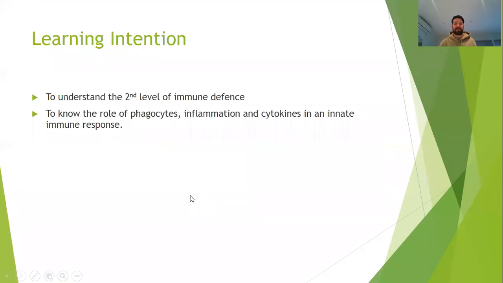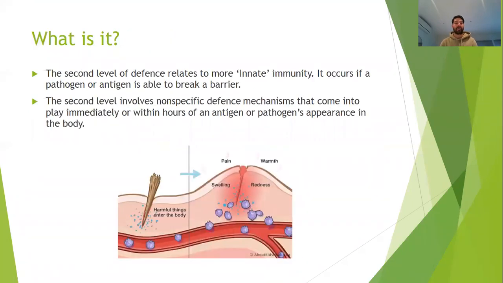So our learning intentions for this video are to understand the second level of immune defense and to know the role of phagocytes, inflammation and cytokines in an innate immune response. And we know that innate refers to that non-specific response. So the second level, what is it?